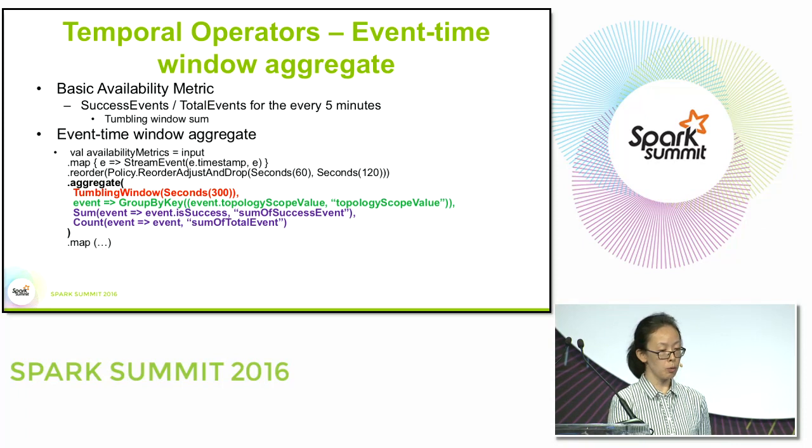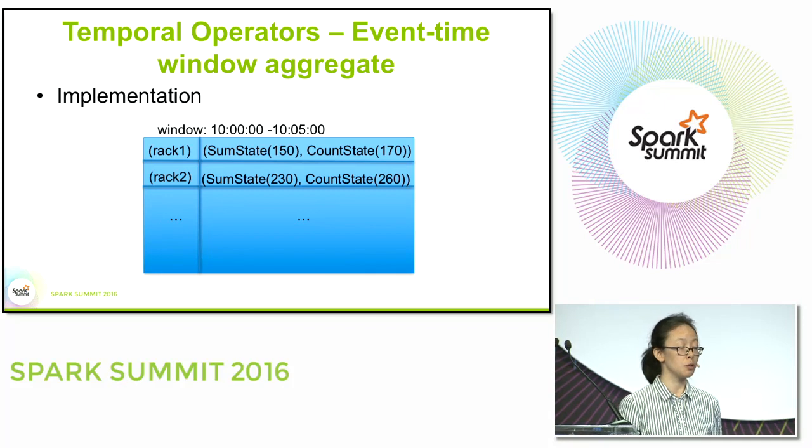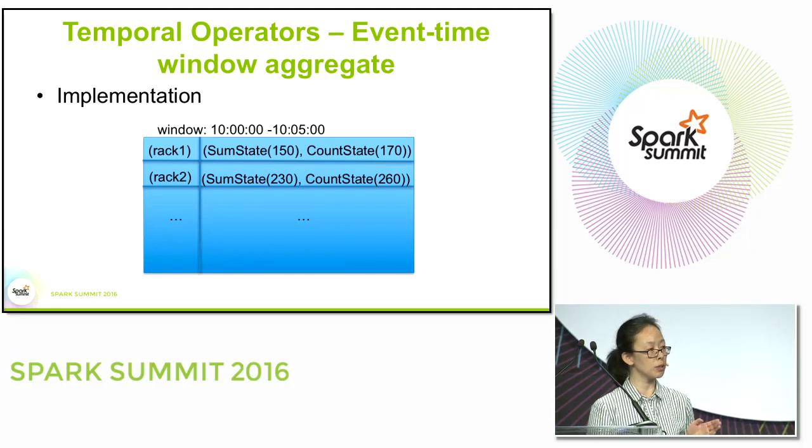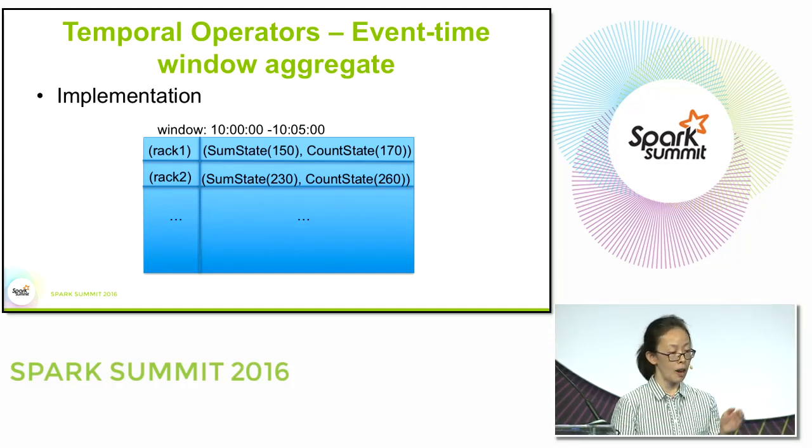So how do we implement that? This is the data structure we use to maintain state for the aggregate operator. We use a hash table. Remember that we're doing a tumbling window aggregate of 5 minutes. Suppose right now we are incrementally computing the result for the window 10 o'clock to 10:05, and suppose this is the state of the hash table right now. The key is the rack, and the values are the incremental sum and incremental count maintained for each rack.